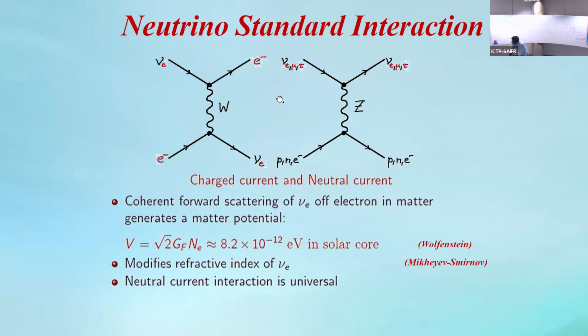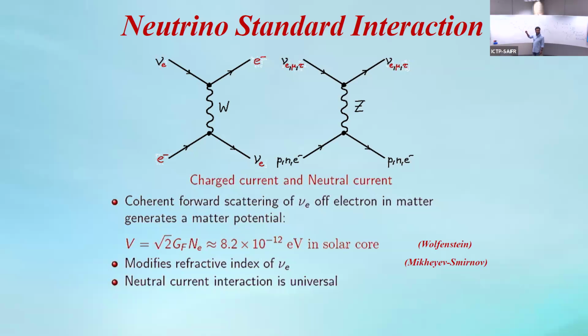So what does that do? Coherent forward scattering of nu e off electrons in matter generates a matter potential. In the solar core, this is around square root 2 G_F N_e, which is around 8.2 times 10 to the minus 12 electron volt. It's a very small number, but if you multiply it by the energy of the neutrino, you will see that it's equivalent to delta m square.